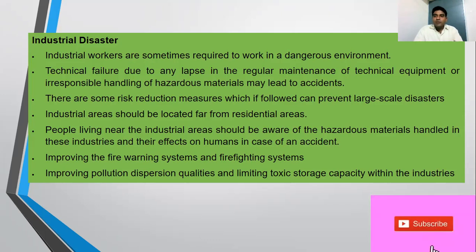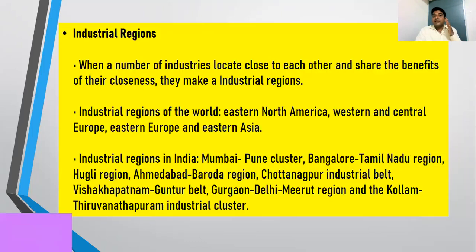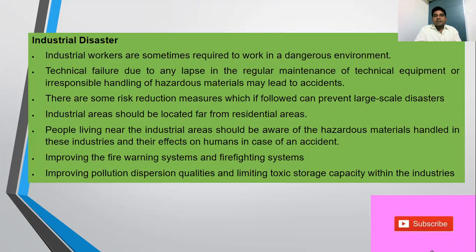So today we learned about what is an industrial system and what is an industrial region. In the industrial system, we learned about inputs, processes and outputs. In industrial regions, we learned that the location of many industries in a given area makes it an industrial region. We saw the famous places. Then we discussed what an industrial disaster is.